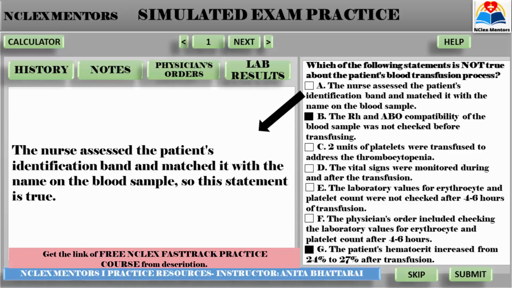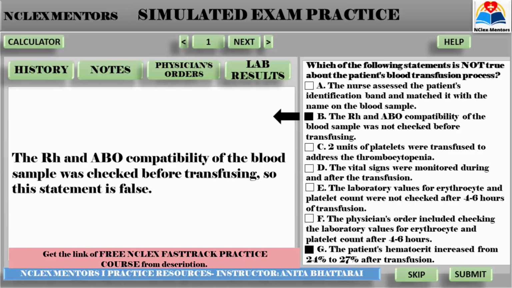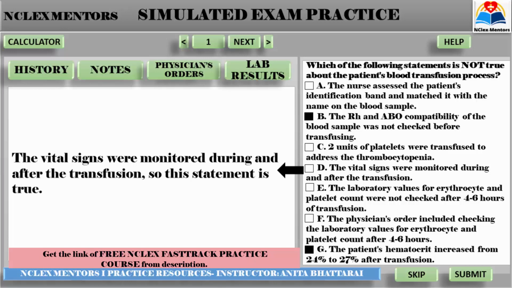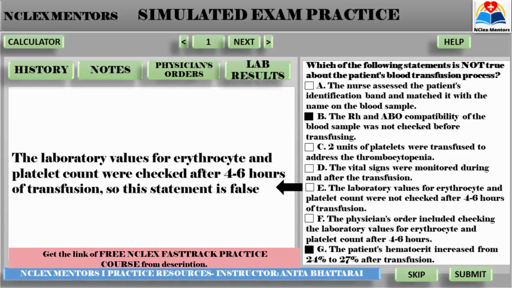A. The nurse assessed the patient's identification band and matched it with the name on the blood sample, so this statement is true. B. The Rh and ABO compatibility of the blood sample was checked before transfusing, so this statement is false. C. 2 units of platelets were transfused to address the thrombocytopenia, so this statement is true. D. The vital signs were monitored during and after the transfusion, so this statement is true. E. The laboratory values for erythrocyte and platelet count were checked after 4 to 6 hours of transfusion, so this statement is false. F.